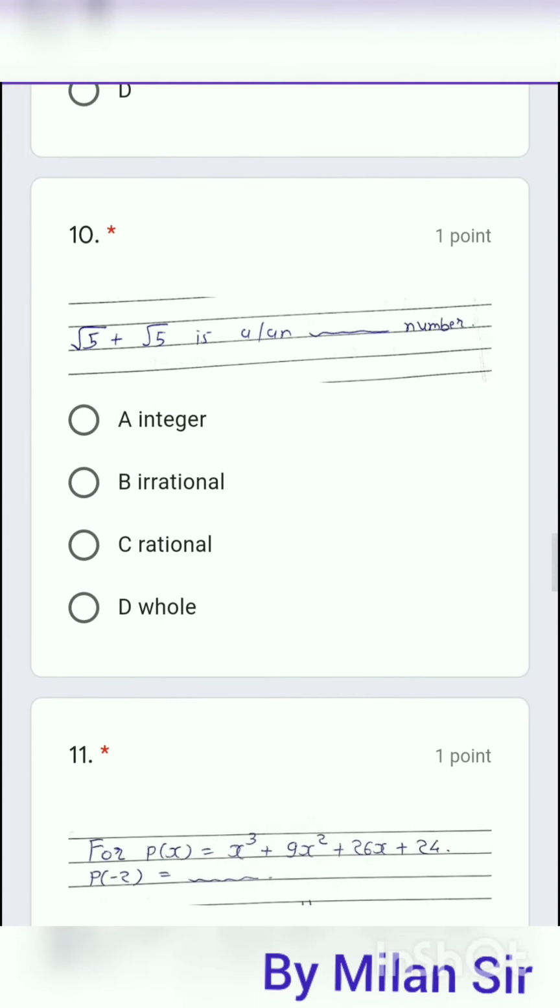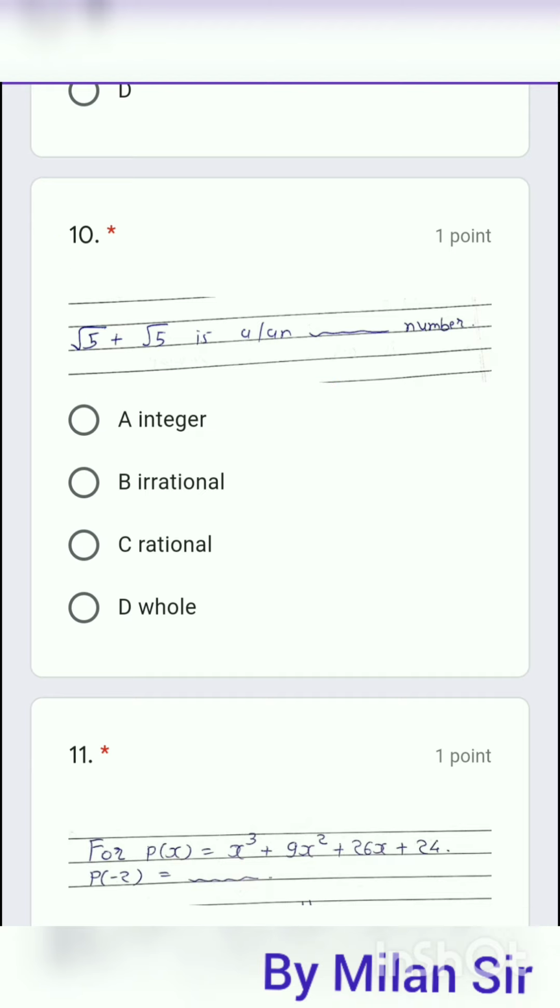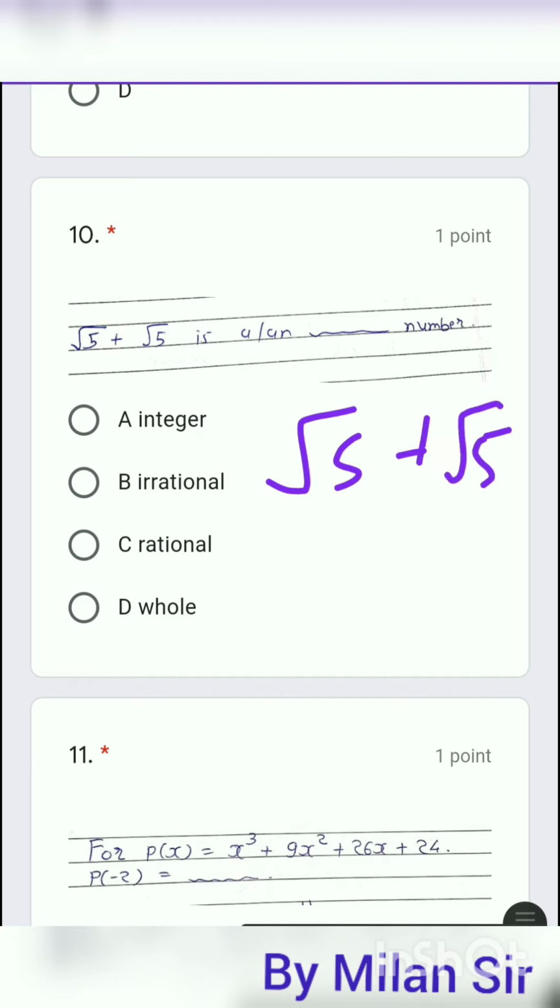After that, question number 10. This is somewhat similar to question number 8, but one little difference is that in question number 8 it is under root 5 multiplied by under root 5, but here we have under root 5 plus under root 5. So here we cannot write under root 10, this is the wrong answer. Here what we need to write is: under root 5 plus under root 5 is 2 under root 5.